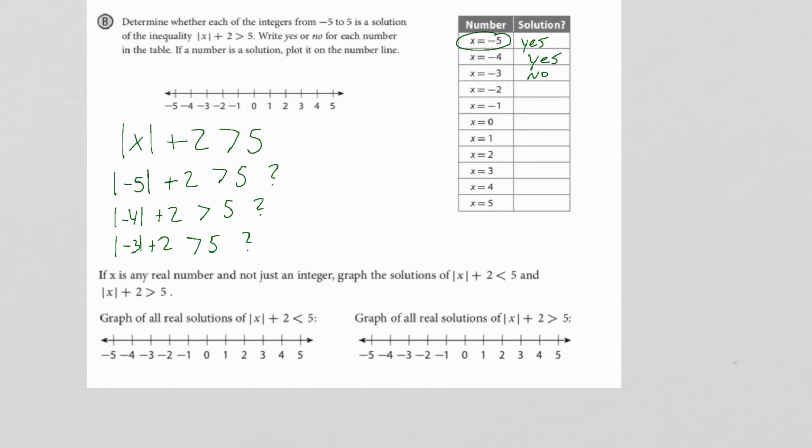So you can keep plugging in values, and you're going to find that the next few are no, and no, and no, and no, and it almost follows a symmetrical pattern as the other one. And you have to go all the way to here before they're yes again. So for instance, the absolute value of 3 plus 2, that is not bigger than 5. But this next one certainly is. So this is true.